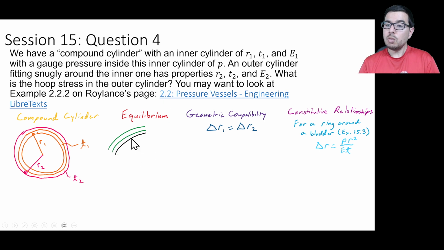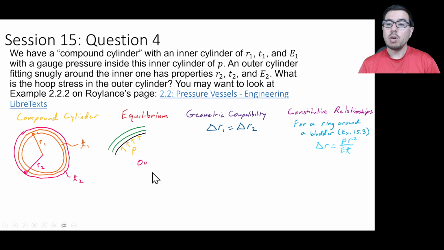So let's draw just a portion of what we have here. We have one cylinder on the inside, one cylinder on the outside. We have pressure on the inside. We're considering this to be a gauge pressure inside the inner cylinder. It's a good idea to say that gauge pressure is essentially the difference in pressure between what's happening on the inside cylinder and out here. Another way to think about this is the pressure inside is kind of absolute, and we'll just say this is like 0 out here.